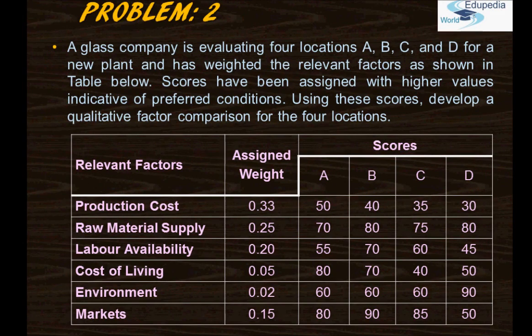A glass company is evaluating 4 locations A, B, C and D for a new plant and has weighed the relevant factors as shown in the table below. Scores have been assigned with higher values indicative of preferred conditions. Using these scores, develop a qualitative factor comparison for the 4 locations. Alright, so pause me for a while, solve it, and then maybe we'll do it together and you can check your answers.